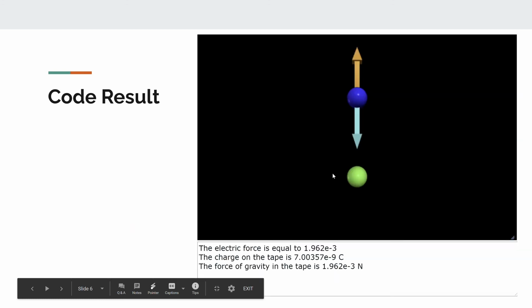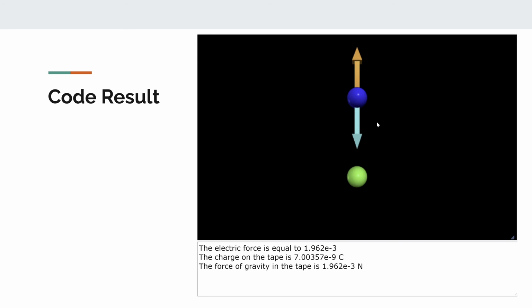Here is a photo. Notice that all of the values for electric force, charge, and force of gravity are printed below. The top sphere represents the top tape. The arrow on the top represents the electric force. The arrow on the bottom represents the gravitational force. The arrows are equal in length because those two forces are equal in magnitude.